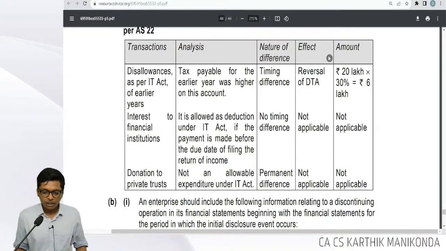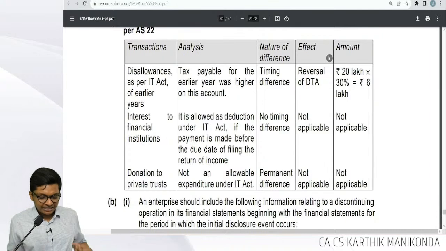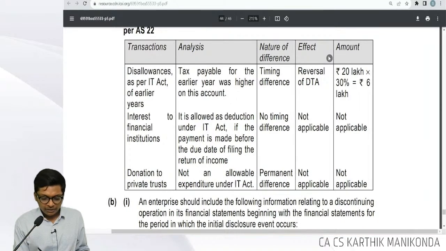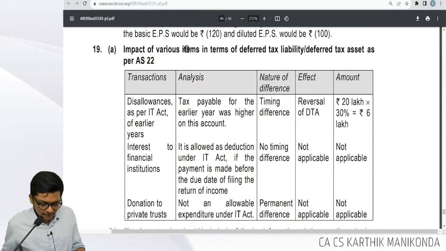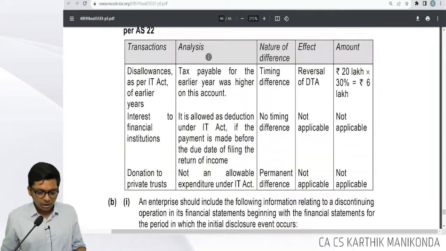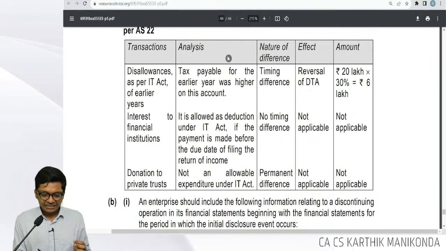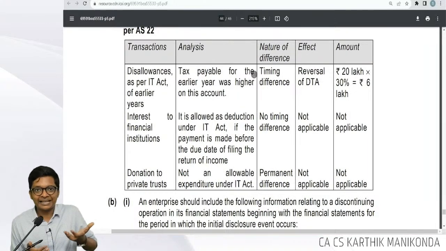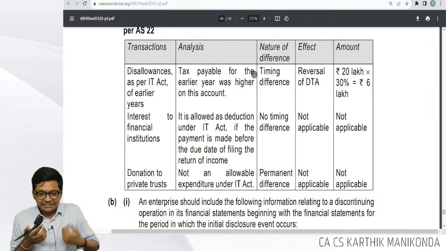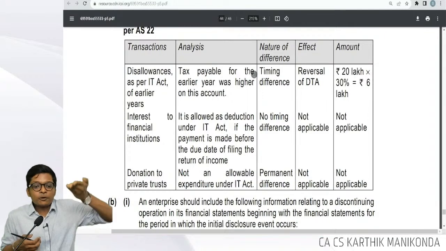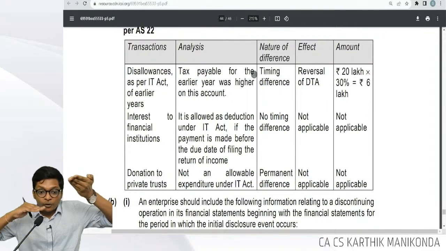So, if you look at this, disallowance as per IT Act of earlier years, interest to financial institution. It is the first one. Three things. First, tax payable for earlier year was higher. Disallowance as per IT Act. So, if IT Act we have disallowed, tax profit will be high. Accounting profit will be low.